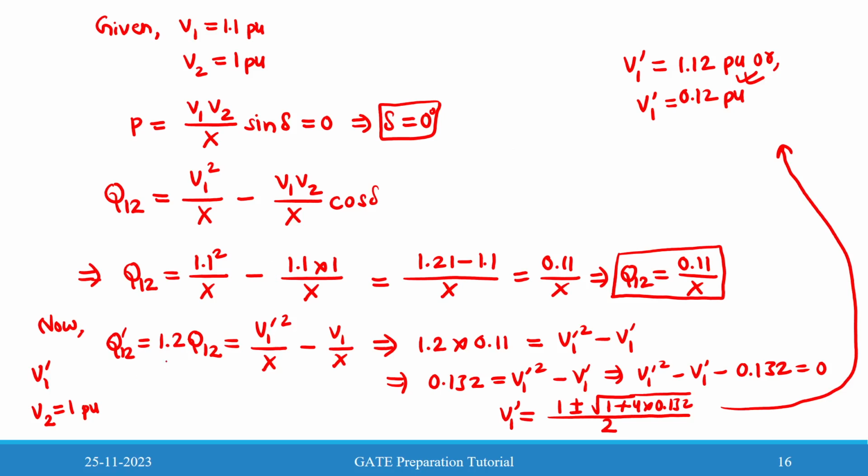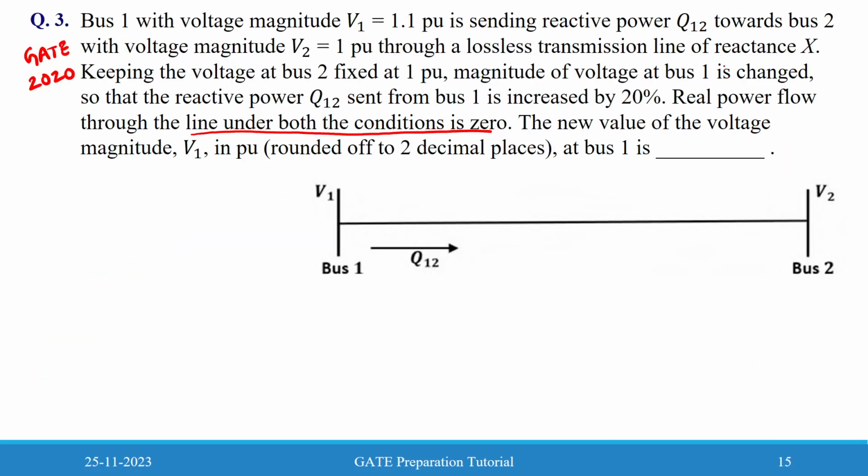On finding this Q12 dash, that is 1.2 of Q12, you will get V1 dash square divided by X. On solving this, you will get V1 dash with two values, 1.12 per unit or 0.12 per unit. Since V2 is given as 1 per unit, you have to take the value near 1 per unit. So it will be 1.12 per unit. So the correct answer for this problem is 1.12 per unit.